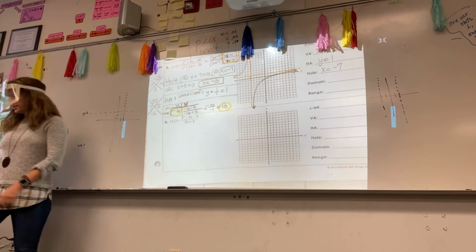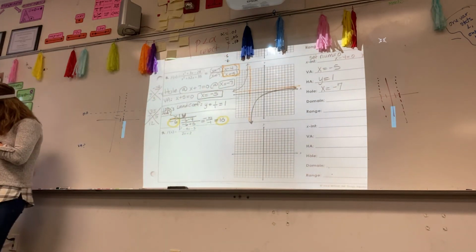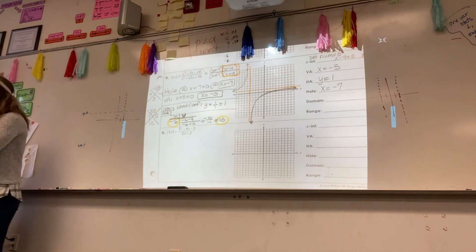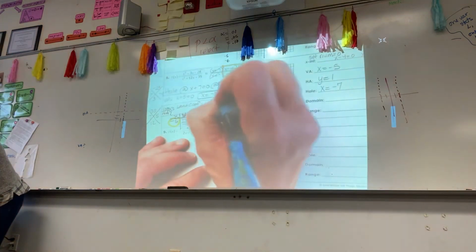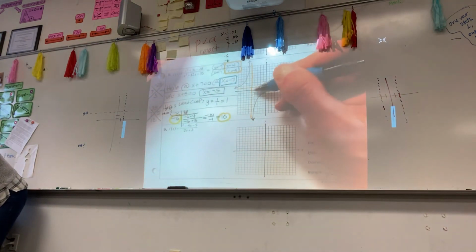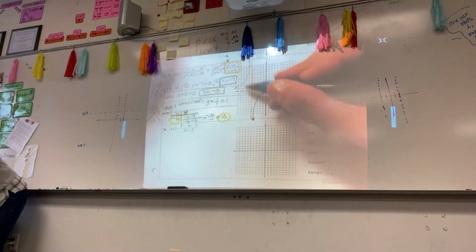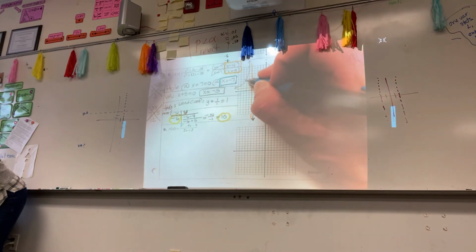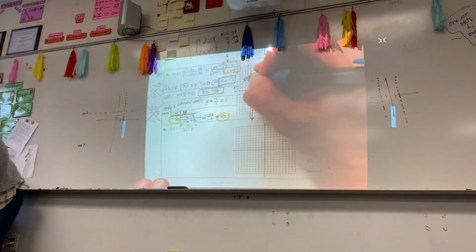Almost. What am I missing? One thing missing. A hole in the graph. Oh my gosh, Gracie, I'm so proud of you. Thank you. Don't forget your hole in your graph. You have a hole in the graph at -7. So I'm going to go, this is -5, -6, go to -7, and then go up to your graph. Boom, right here. I have a hole in my graph at -7.